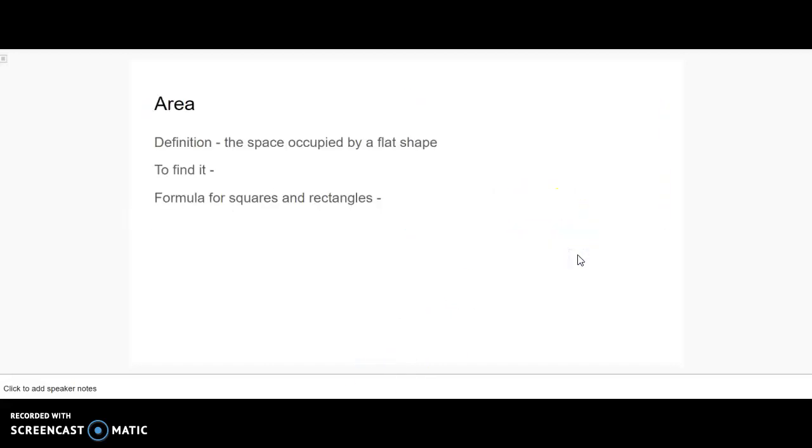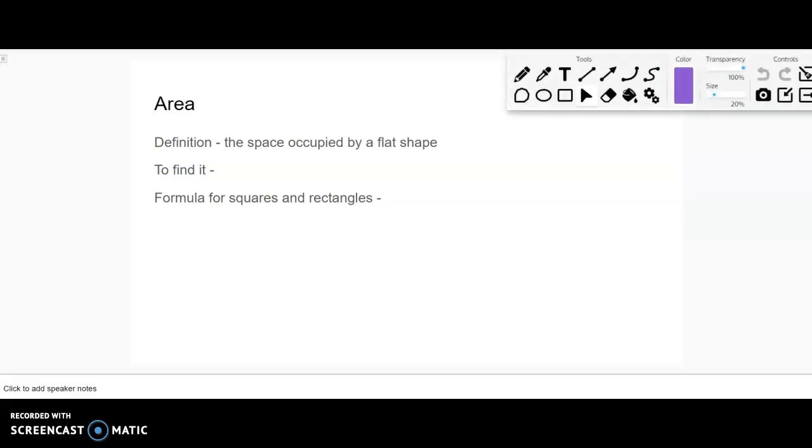So area is the space that's occupied by a flat shape. So by a shape on the ground, on the wall, that's flat, two-dimensional, and the space that's covered up by that, how can I measure that is what I'm trying to measure. Essentially, how many squares does it take to cover that shape? To find it, we can either count the squares if it's on a grid.